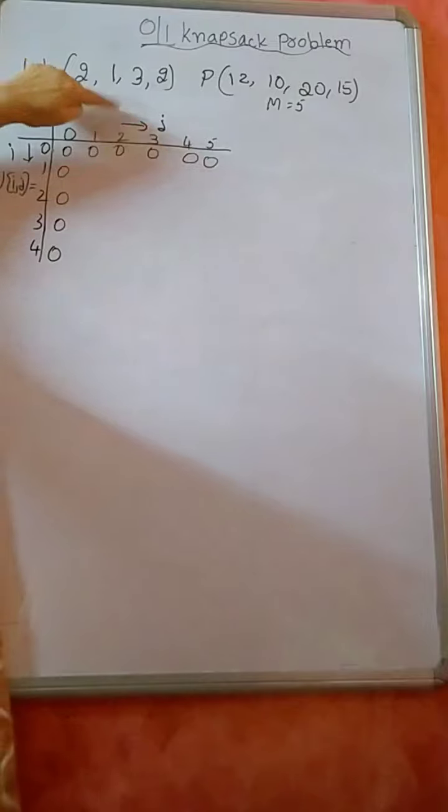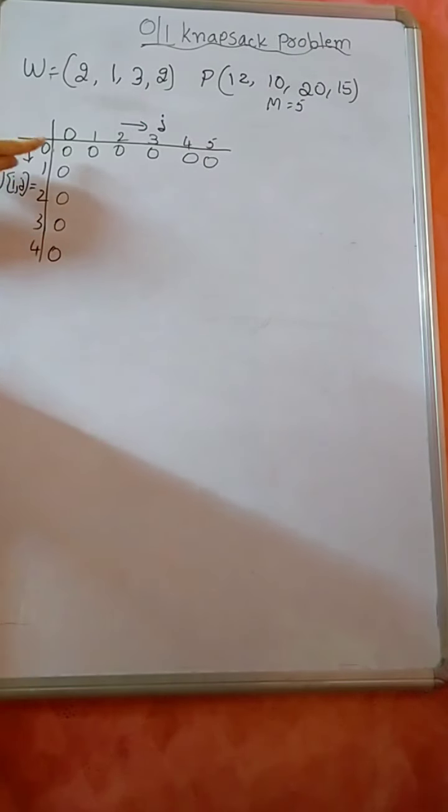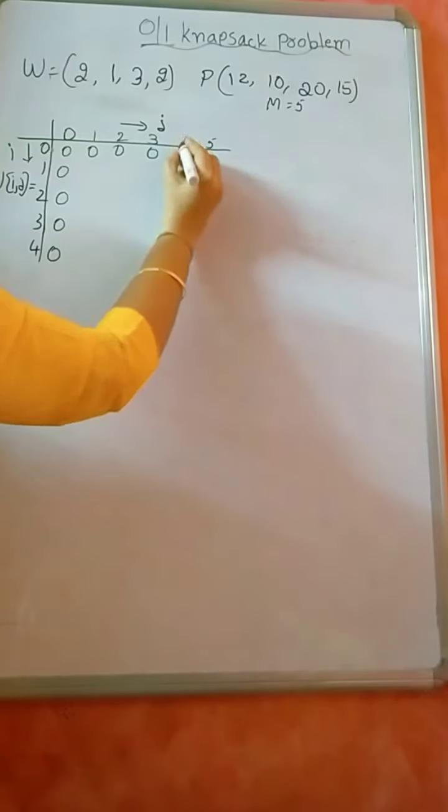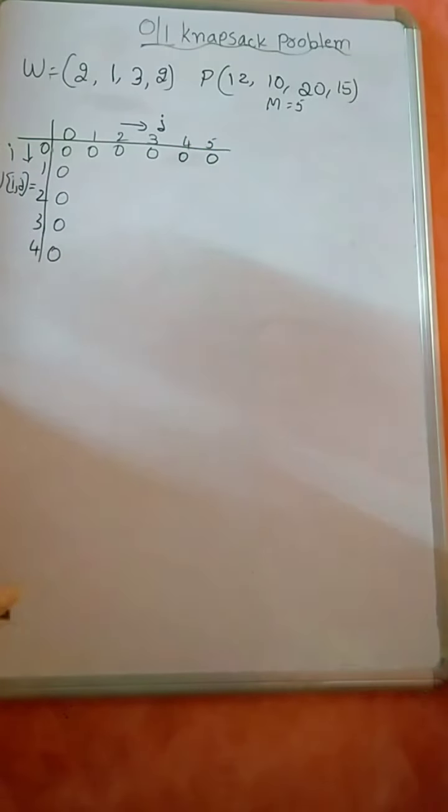Now when I is 0, J is 0, what are the entries? First case, when I is 0, J is 0, then what is your V of ij? It is 0. So first this one is 0.